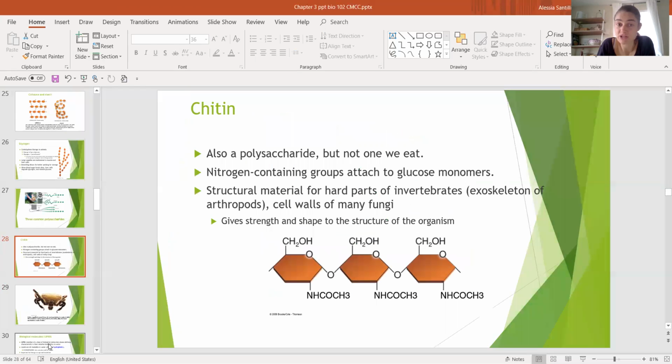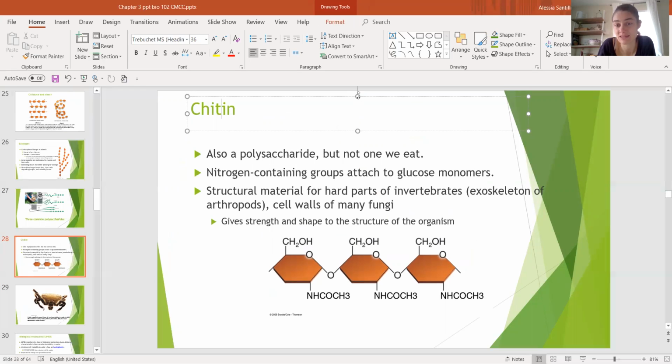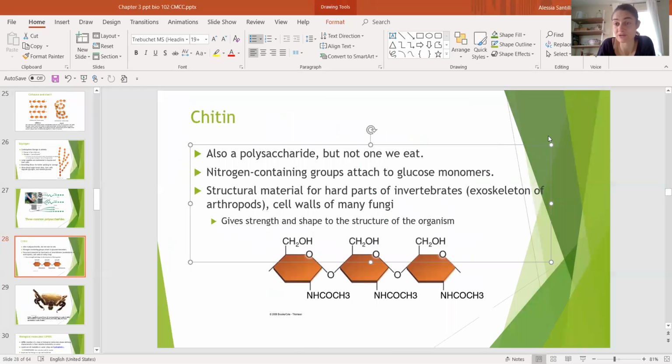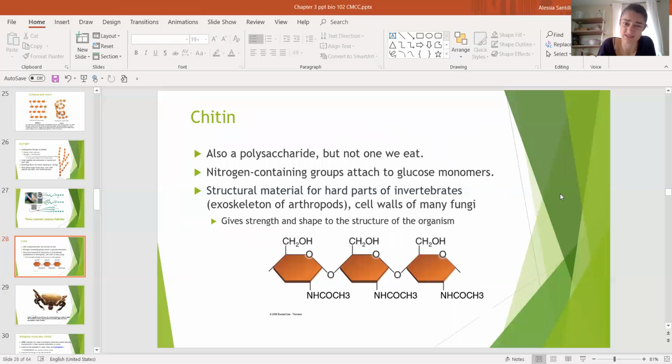The other one that I mentioned that your book doesn't is chitin. Chitin is also a polysaccharide. We do not eat this polysaccharide, unlike basically the other ones. If we did, we'd basically break our teeth, and it would be kind of disgusting, to tell you the truth. This is basically, again, just repeats of glucose, but the only difference is that they have nitrogen embedded within them. So they're nitrogen containing groups. If you see here, this is our normal glucose, but you can see this extra nitrogen, right? Just that addition of that element completely changes the actual polysaccharide.